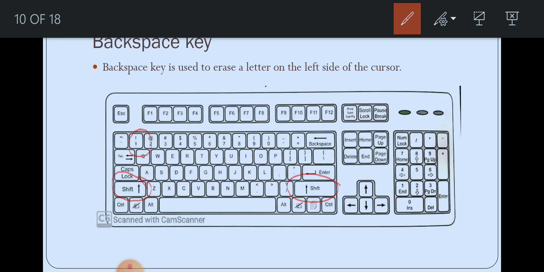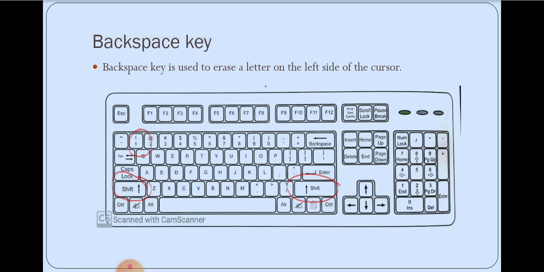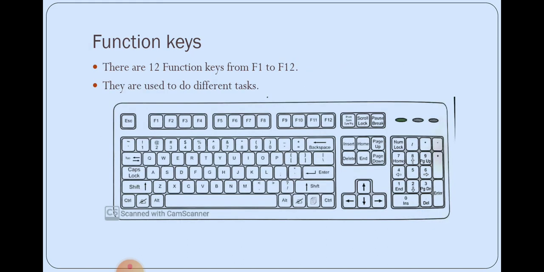So what conclusion do we get from this? If we want to type anything which is on the lower half of the key, we have to press the button only once. But if we want to type something which is on the upper half of the key, we have to press shift along with this button. Clear? Now I will discuss function keys.